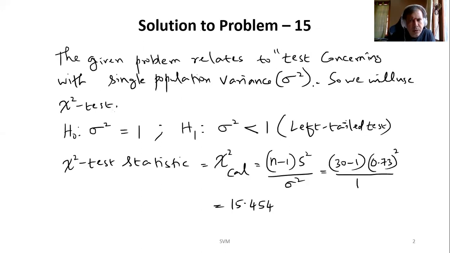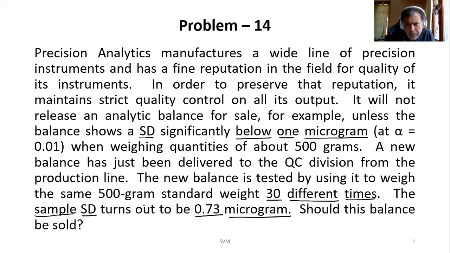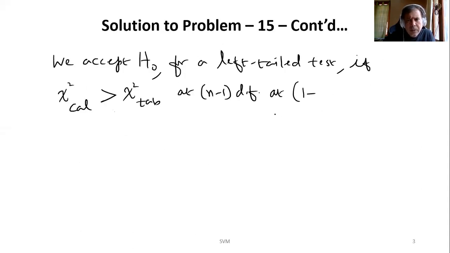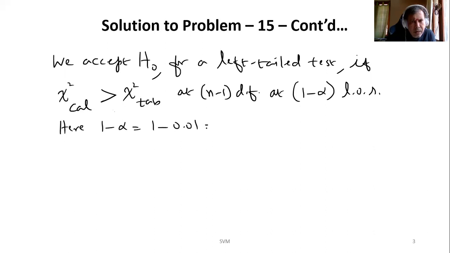Here alpha is known to be what? So if you look, alpha is given as 0.01. So 1 minus alpha level of significance. So here 1 minus alpha is 1 minus 0.01, which becomes 0.99. And n minus 1 is 30 minus 1. So it is 29 degrees of freedom.